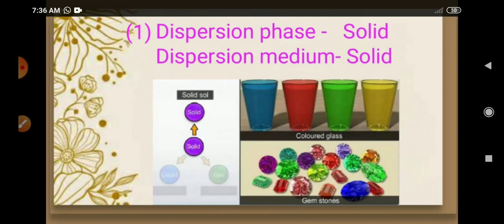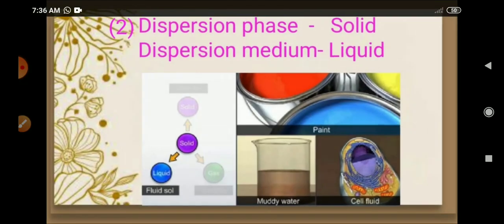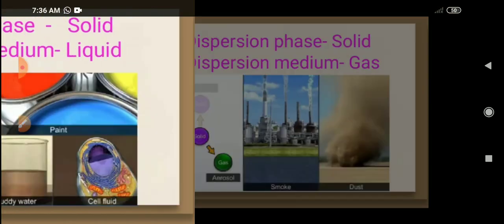Solid sol, that is solid in solid. Examples are colored glasses, gemstones. Solid in liquid, that is called as fluid sol. Example, paint, muddy water, cell fluid. In muddy water, the particles which are present in the smaller proportion, that is mud particles, that is solid. And it is mixed with the water, so water is the dispersion medium here. So that is called as larger proportion, that is dispersion medium. So we can say solid in liquid.